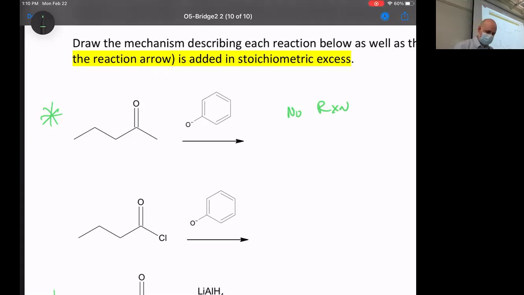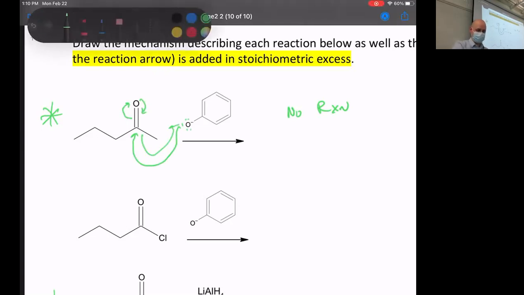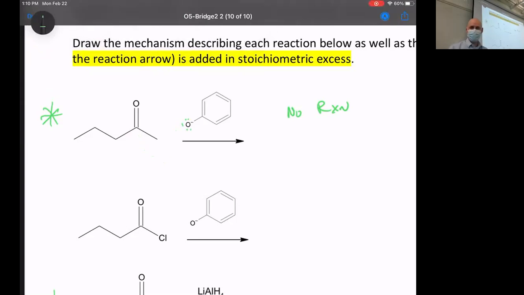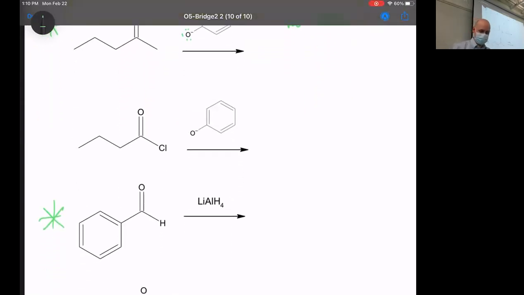Sure, it could attack. Don't draw this mechanism, but I want you to see how this relates. If it did, it would do this and go back up, but then it would just come back down again and kick that thing off. So that's all silly. I'm going to erase all that. But do you see that it just slingshots up and then kicks itself back off again? It's like throwing something in the air and having it come back down again. That's all that's happening. All right, so moving on down, lithium aluminum hydride.